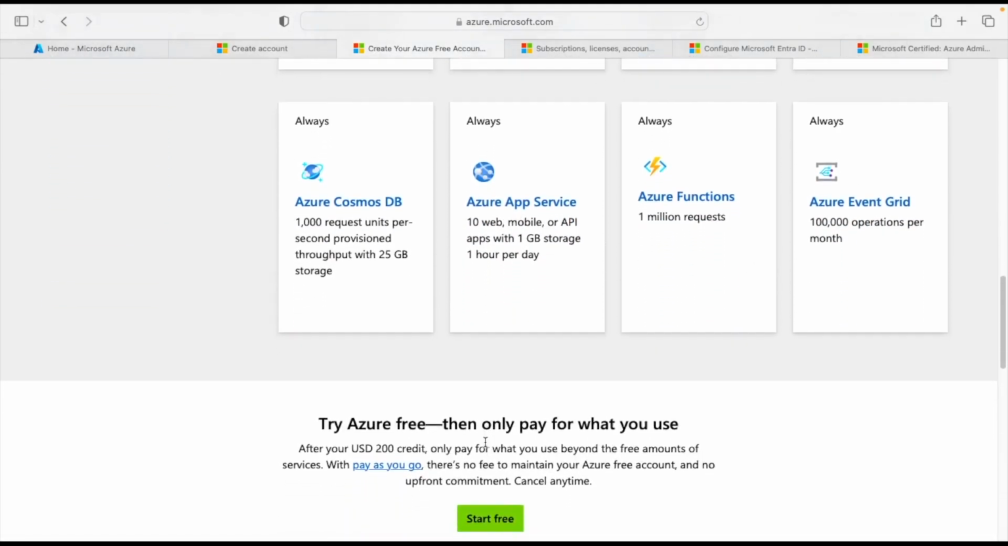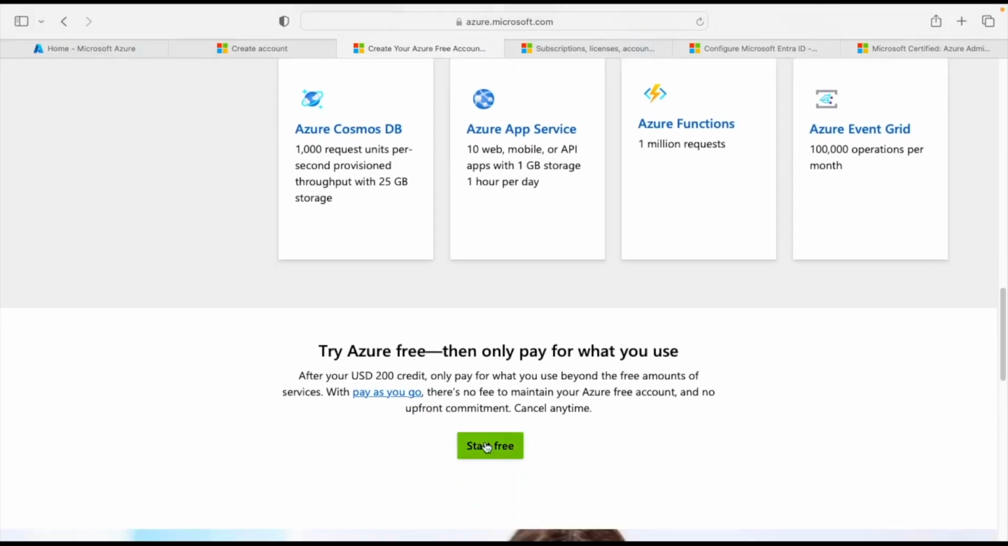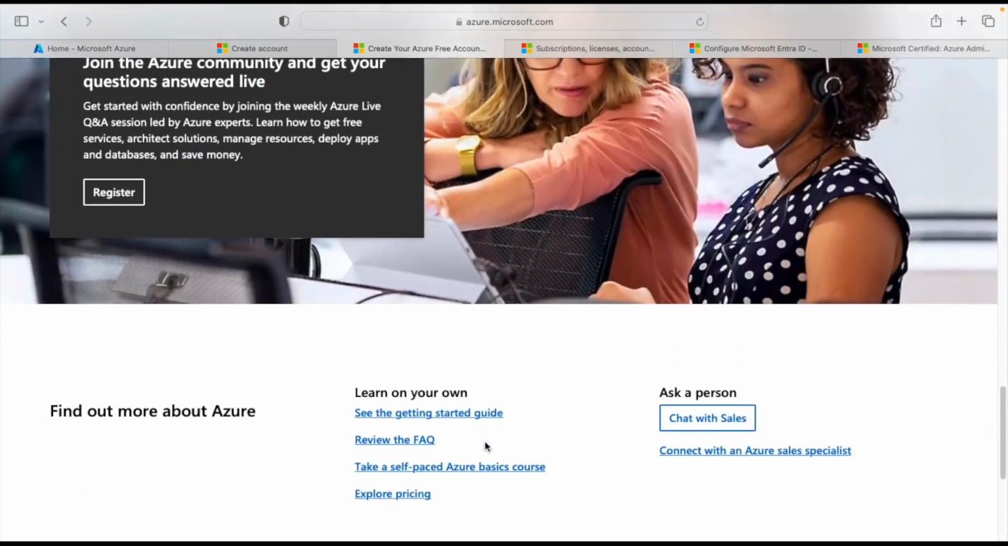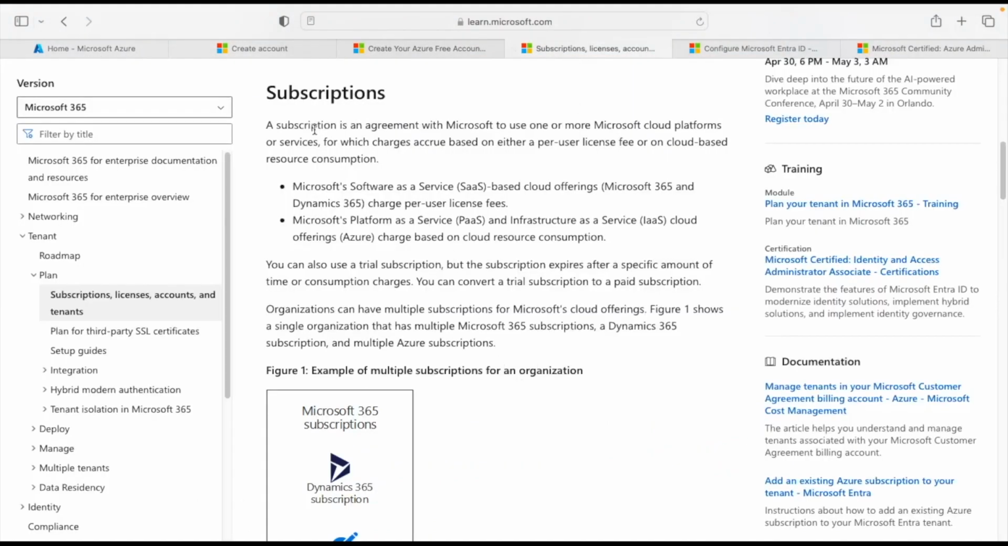So these are some of the services which you can use. Also, you have the capability to upgrade your subscription with pay as you go, and how much you use or consume, you can pay using your credit card or debit card. There are various ways in which we can procure the subscription. So what is the subscription?